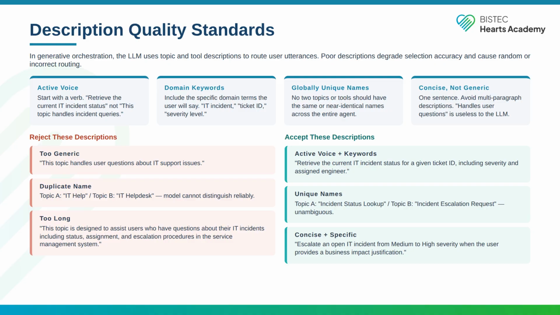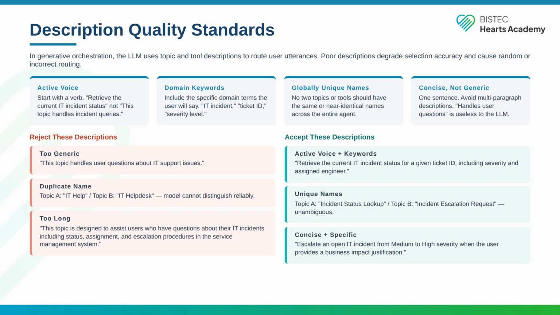Globally unique names. Two topics called IT Help and IT Help Desk will compete. The model cannot break ties reliably when names are near identical and descriptions are also similar. Concise, not generic, one sentence. "Handles user questions" is semantically empty. It is true of every topic in the agent.